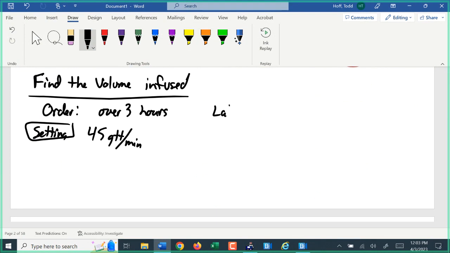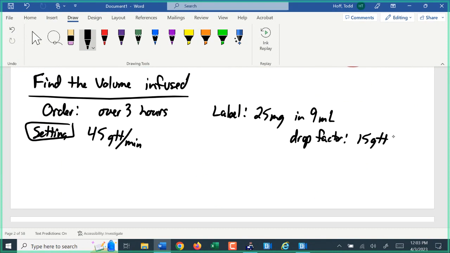And our label on our bag tells us that it is constituted in 25 milligrams in 9 milliliters with a drop factor of 15 drops per milliliter. And we want to find milligrams of medication that's going to be administered over this period of time. This is an important calculation coming up over the next 2 weeks.